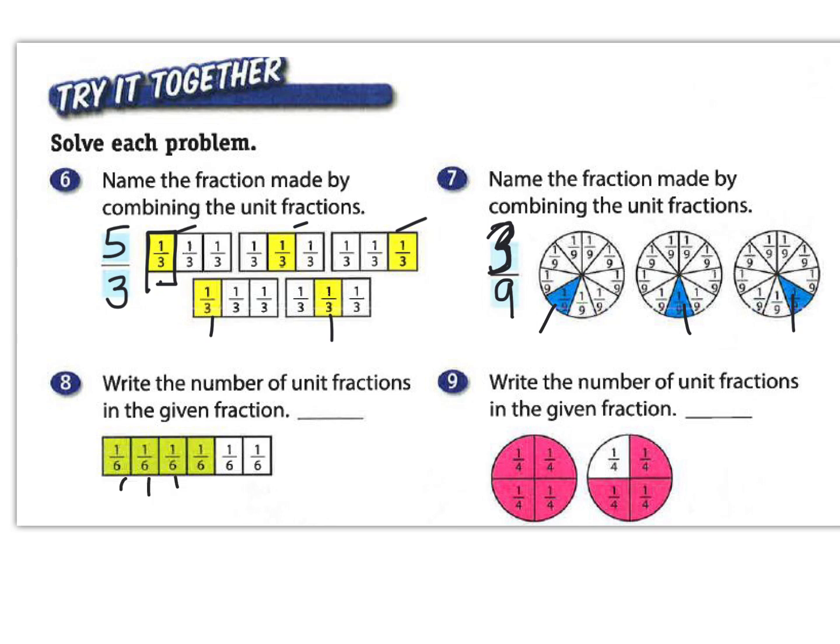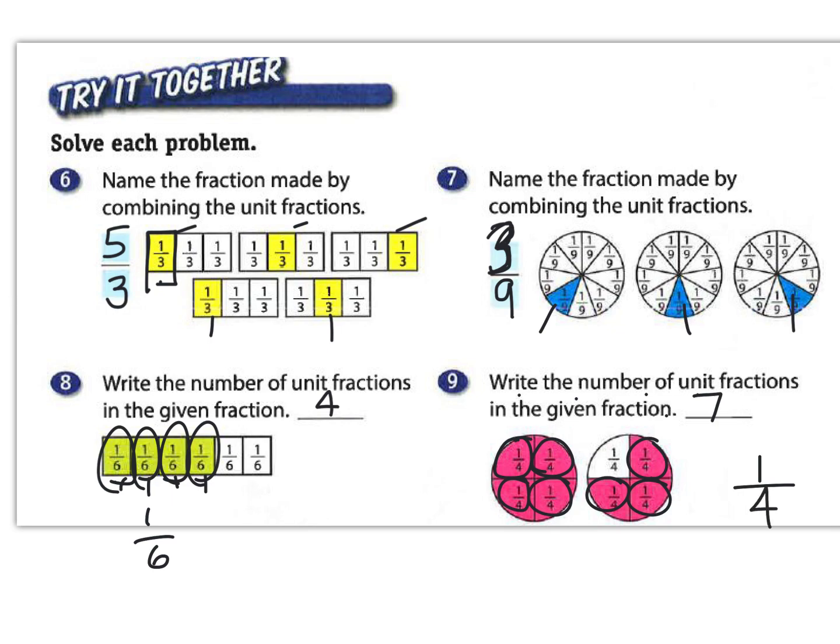Number 8, give the number of unit fractions in the given fraction. 1, 2, 3, 4. There are four 1/6. So 1/6 is the unit fraction, and there are 1, 2, 3, 4 of them. Here it says write the number of unit fractions in the given fraction again. Well, the unit fraction is 1/4. Let's see how many are shaded in. 1, 2, 3, 4, 5, 6, 7 are shaded in. So there are seven 1/4 shaded in.